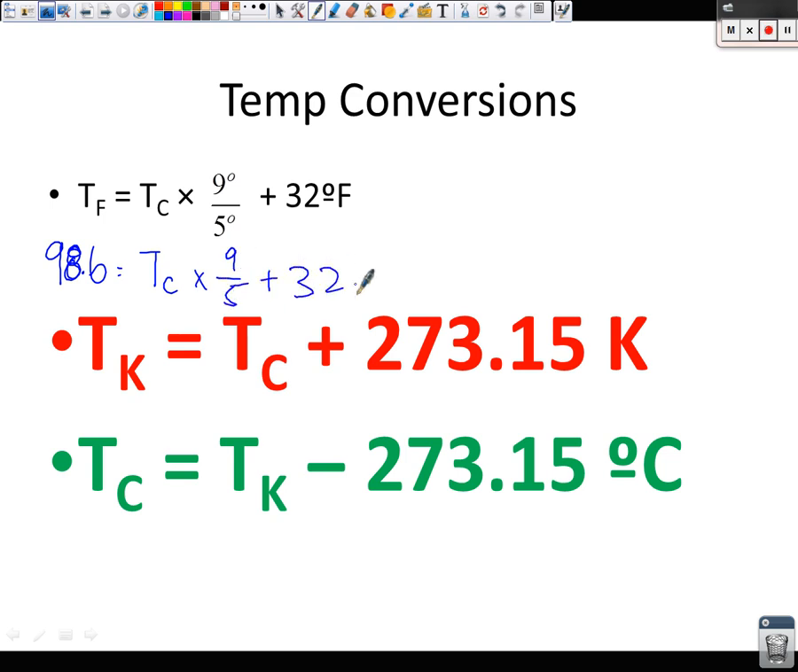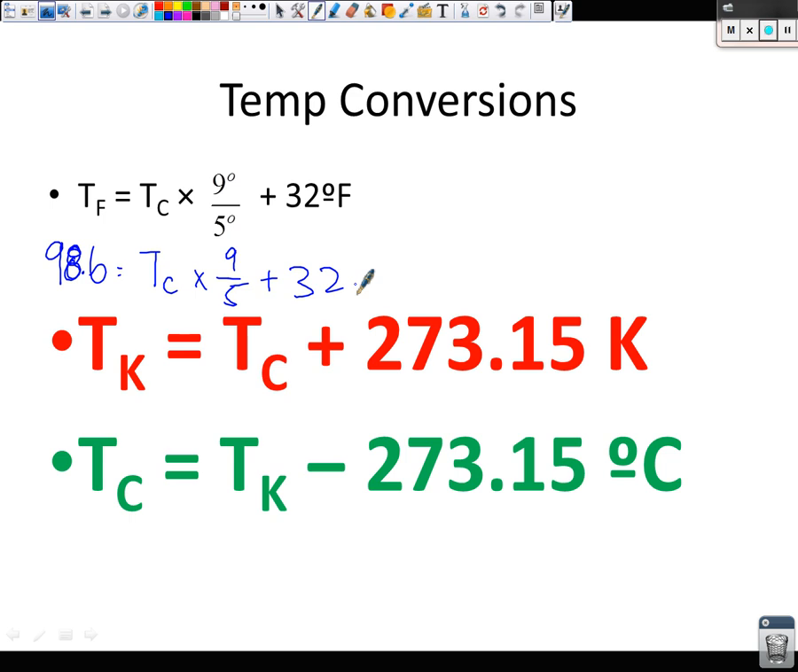This makes it even harder now, right? What would you do first to get the TC? What would you do to get TC by itself first? Subtract 32 first, right? So let's go ahead and subtract 32, and it would be some other number.